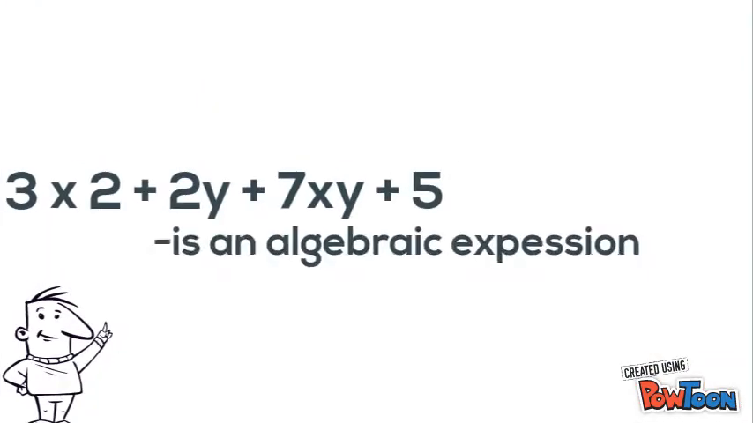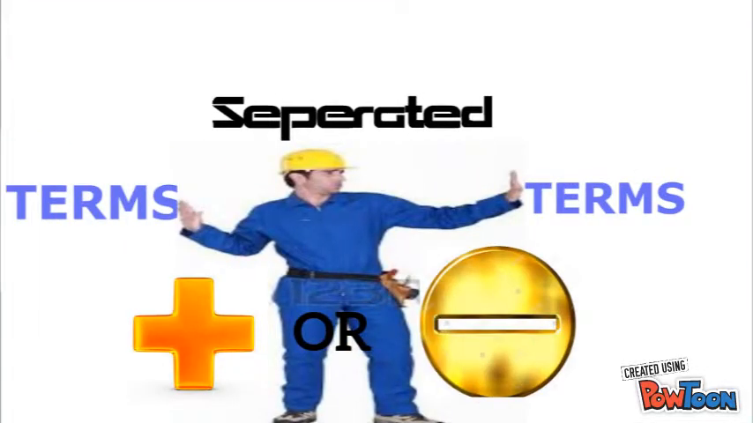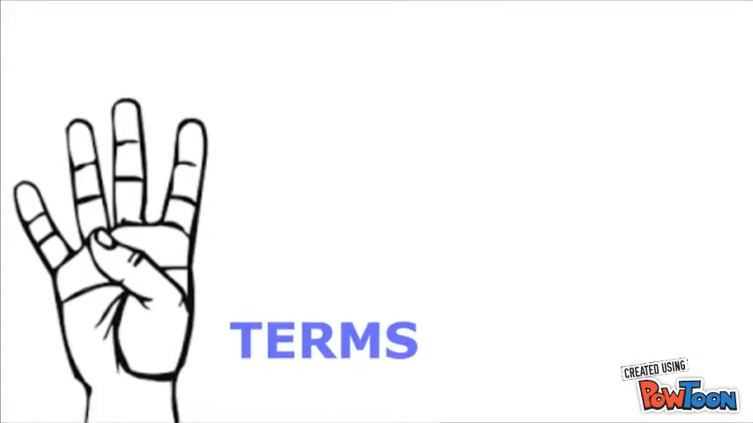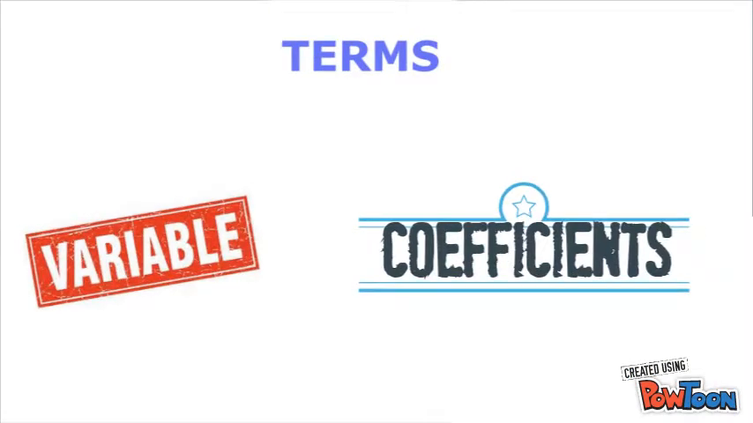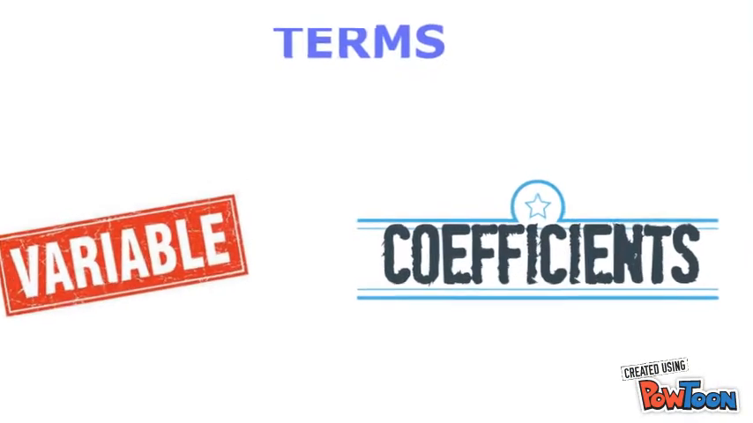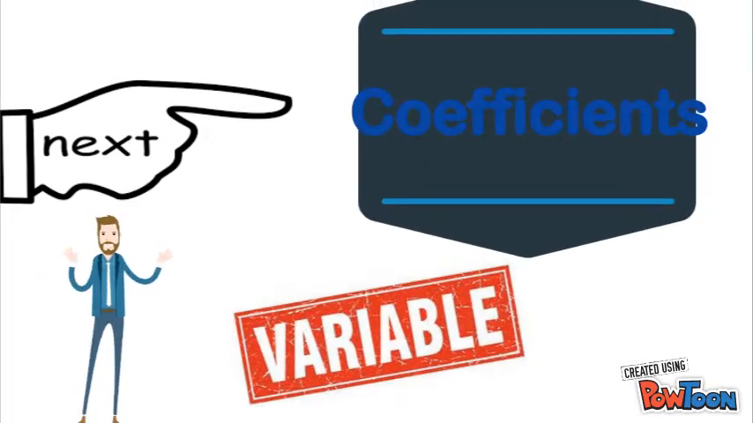For example, 3x squared plus 2y plus 7xy plus 5. In an algebraic expression, terms are the elements separated by the plus or minus sign. This example has four terms: 3x squared, 2y, 7xy, 5. Terms may consist of variables and coefficients, or constants. So, next are variables and coefficients.